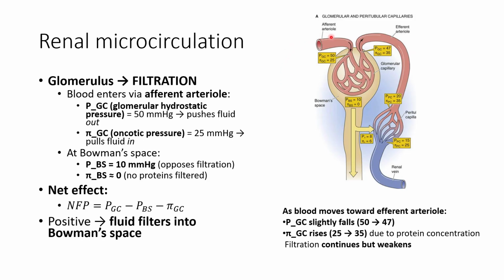Now, as this is moving through the glomerular capillaries, the protein amount will keep increasing. The concentration of protein will increase. However, the amount of water, as it is being filtered, will keep decreasing. So the hydrostatic pressure will decrease. So as you reach the efferent arteriole, the πGC, the oncotic pressure, has increased to 35 and the PGC decreases to 47. But still, it is a positive thing. Like PGC minus πGC minus PBS is still positive. So the ultrafiltrate will continue to form.